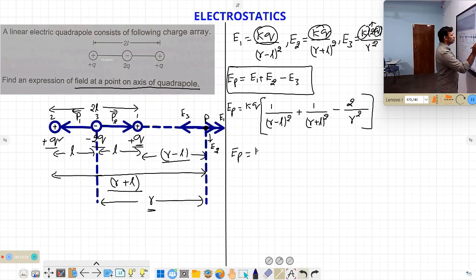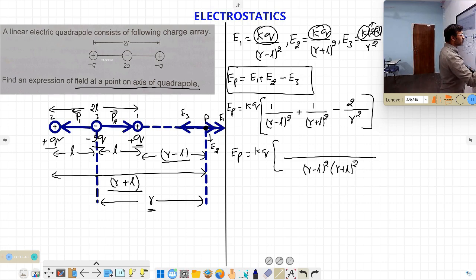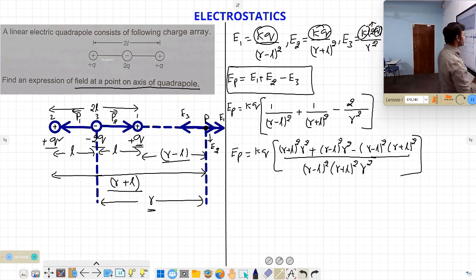E_P is equal to KQ into, take the LCM of this one. I can take the LCM of these three. What is the LCM? I can write (R minus L) whole square into (R plus L) whole square into R square. Taking the LCM, the first term you get is (R plus L) whole square into R square, plus (R minus L) whole square into R square, minus, this becomes (R minus L) whole square into (R plus L) whole square. So this is the way we can write the expression.